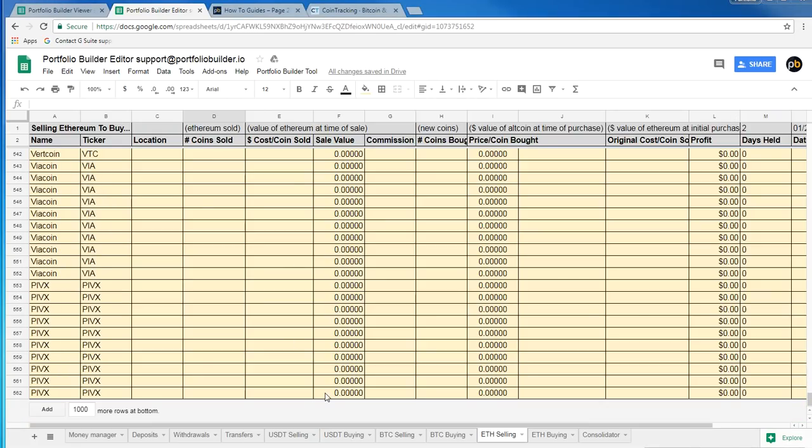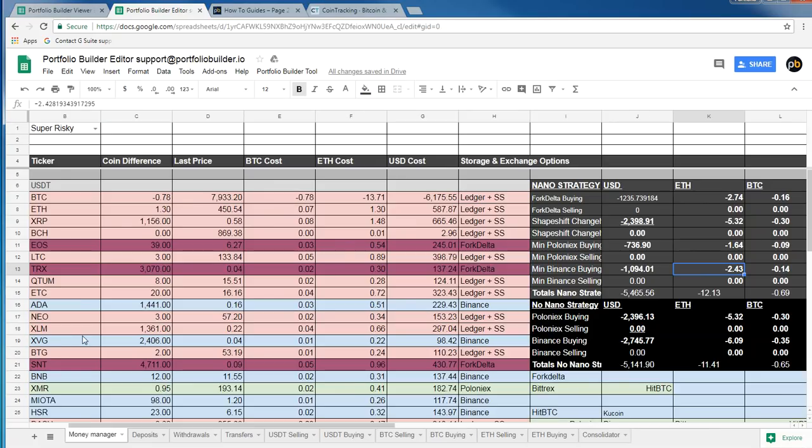Okay, so now let's demo a few trades. Let's go back to the money manager and let's kind of rig it so we have too much Ethereum and too much Bitcoin. And we'll start off by selling some Ethereum and some Bitcoin. And then after that, we're going to pretend an altcoin has jumped up way too high in price, and we're going to go ahead and try to sell some of the altcoin back into Bitcoin or Ethereum.